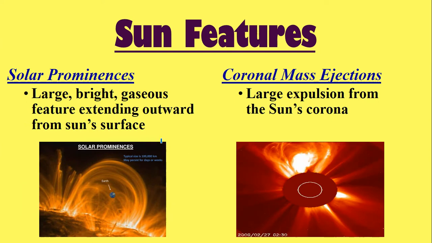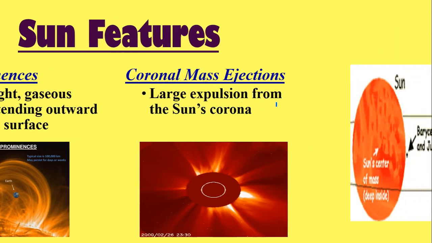You've got solar prominences. They are large, bright, gaseous features extending outward from the Sun's surface. And then you have coronal mass ejections, which are large explosions in the Sun's corona. You can see in the GIF here one of them happening.